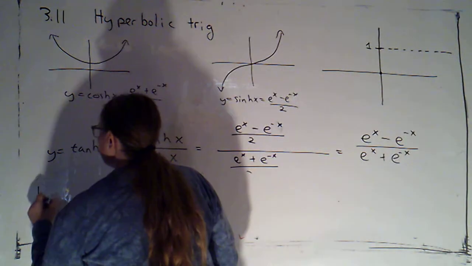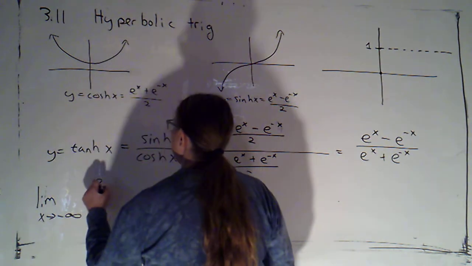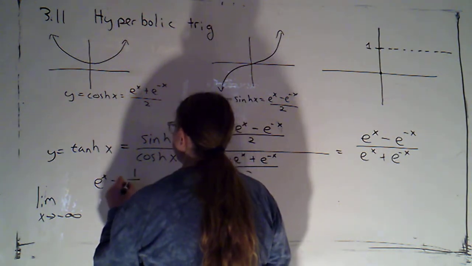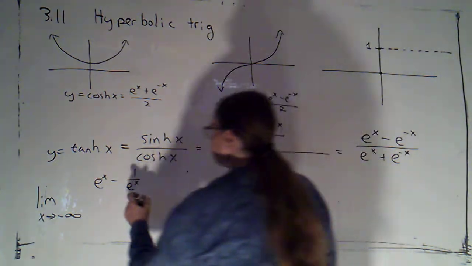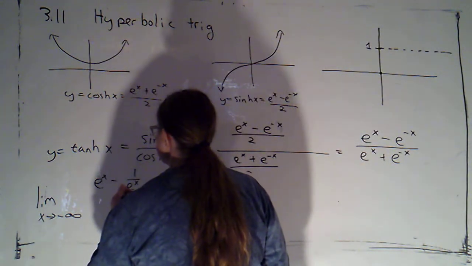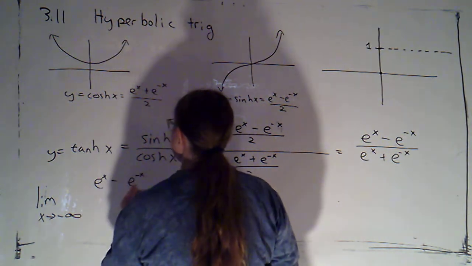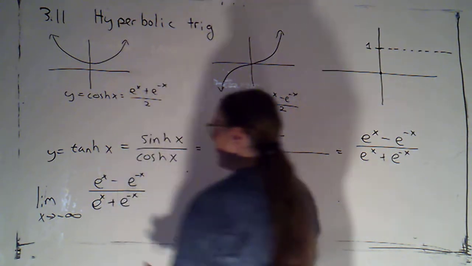So if I try to take a look at the limit as x goes to negative infinity of e to the x minus e to the negative x, and again, I'm just going to write that as 1 over e to the x. Actually, this time I'm not. I think I'm going to write that still as e to the negative x over e to the x plus e to the negative x.